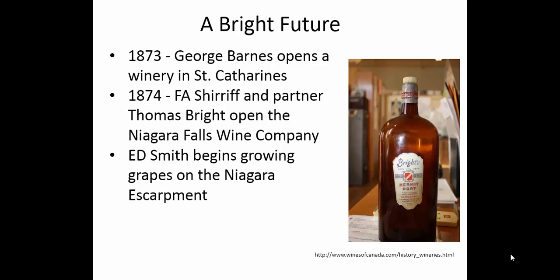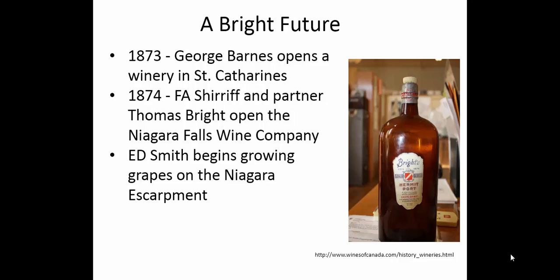Okay, enter Brights, Thomas Bright and others, and the beginning of the next stage of Ontario's wine history. In 1873, George Barnes opened a winery in St. Catharines. In 1874, F.A. Shirreff and his partner Thomas Bright opened the Niagara Falls Wine Company. E.D. Smith, the famous jam producer, began growing grapes in the Niagara Escarpment, and so things were really starting to explode on some level, and the industry was really starting to take off.